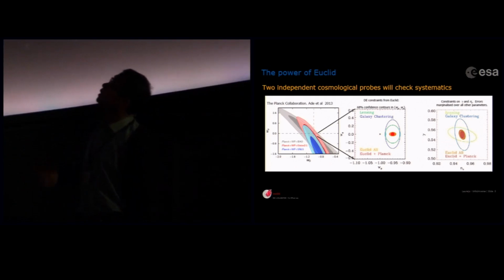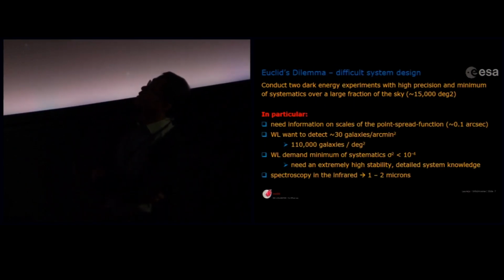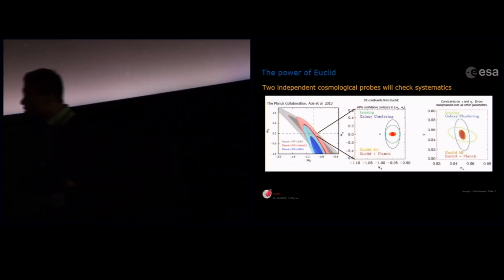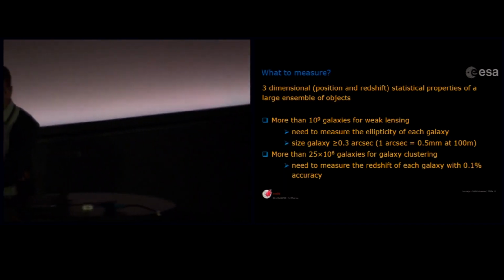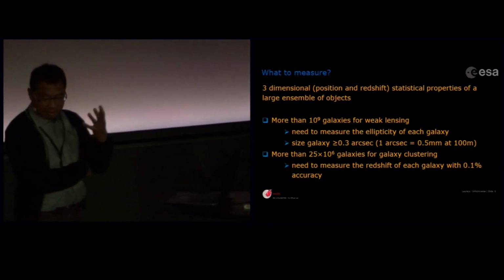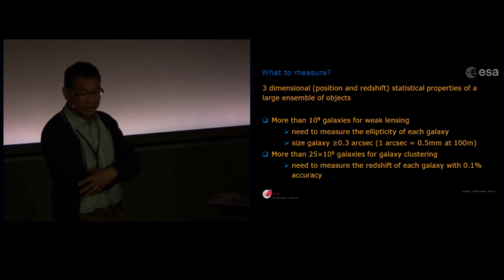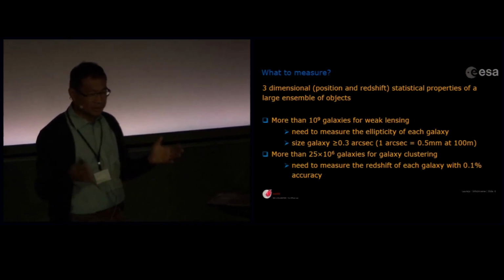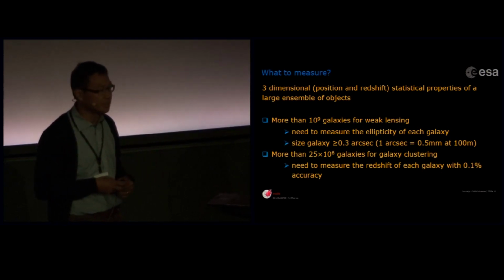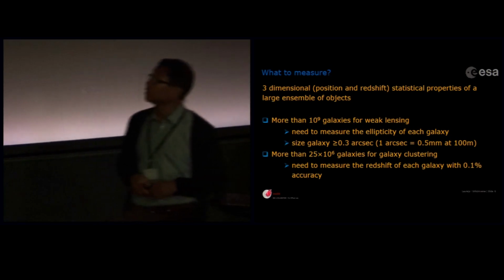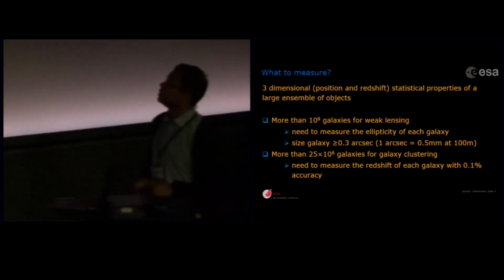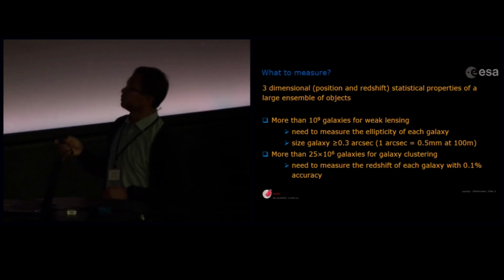Okay. Well, what do we measure? We would like to have a three-dimensional picture of the galaxies on the sky, and we want to have the position on the sky as well as the redshift, which gives us a three-dimensional picture. For that, we need a lot of statistics. So we have of the order of a few billion galaxies.